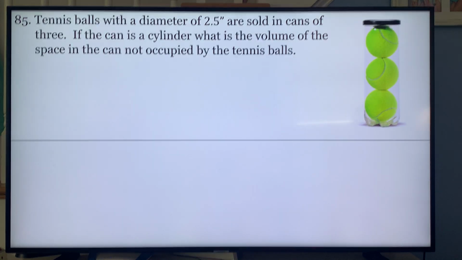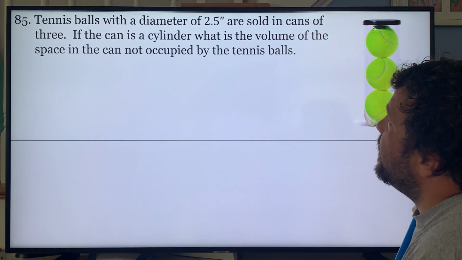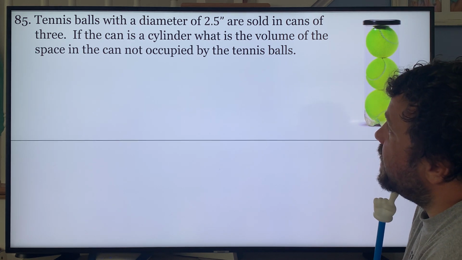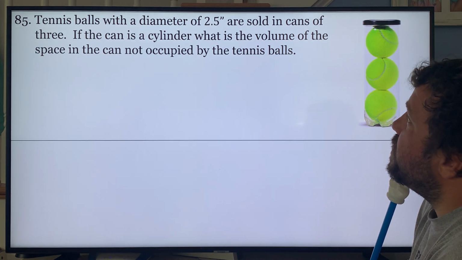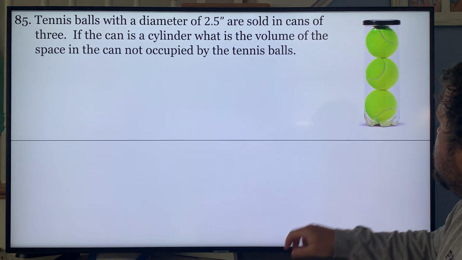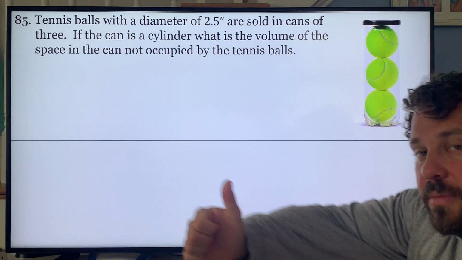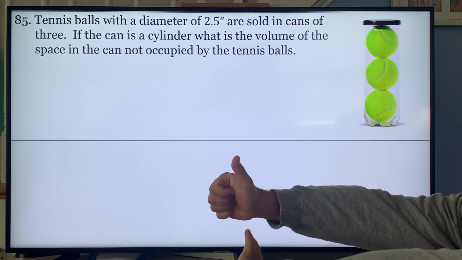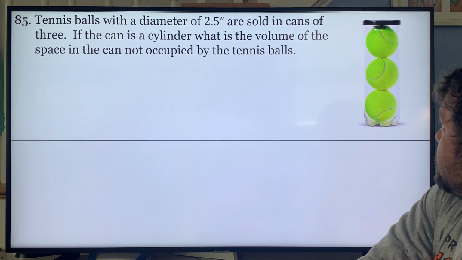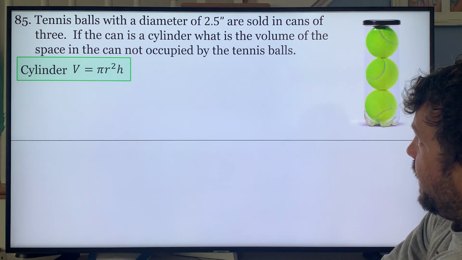85. Oh, this is another one of my favorites. Tennis balls with a diameter of 2.5 inches are sold in cans of 3. If the can is a cylinder, what is the volume of space not occupied by the tennis ball? All right, pretend it's part of Bob's spot. So first thing we got to find is volume of the cylinder and the volume of the tennis balls, which are spheres. So we know cylinder volume is pi r squared h.